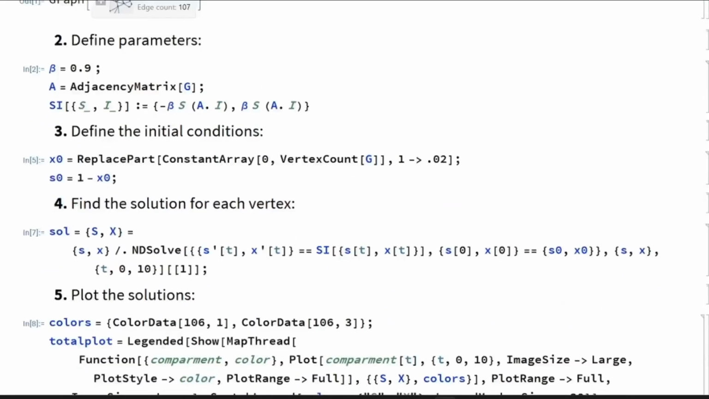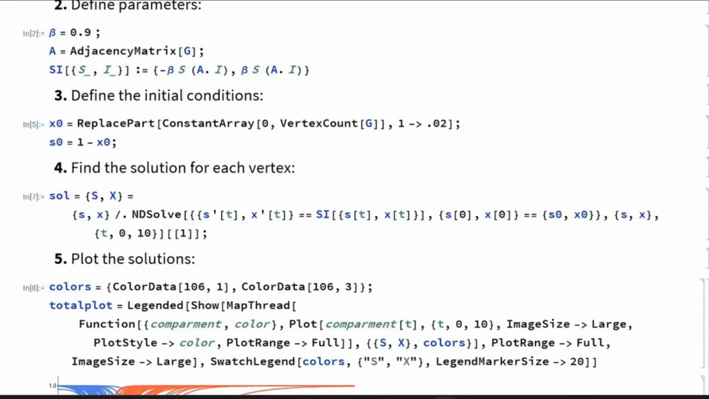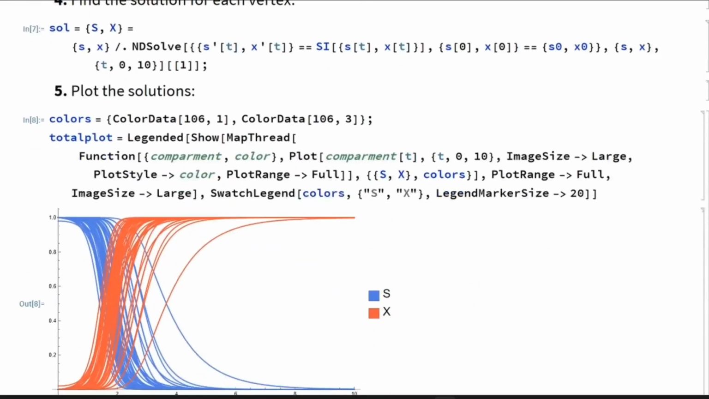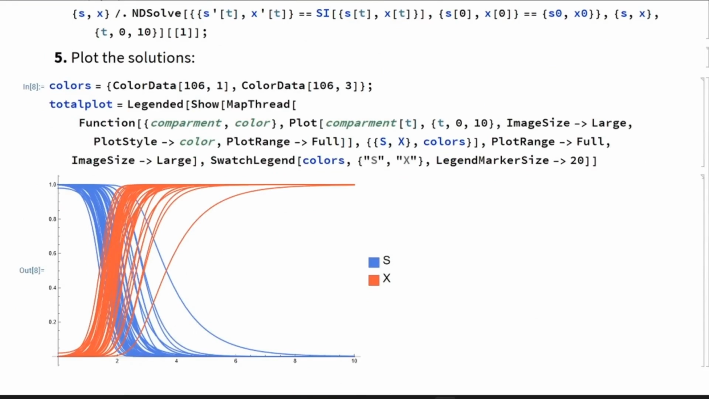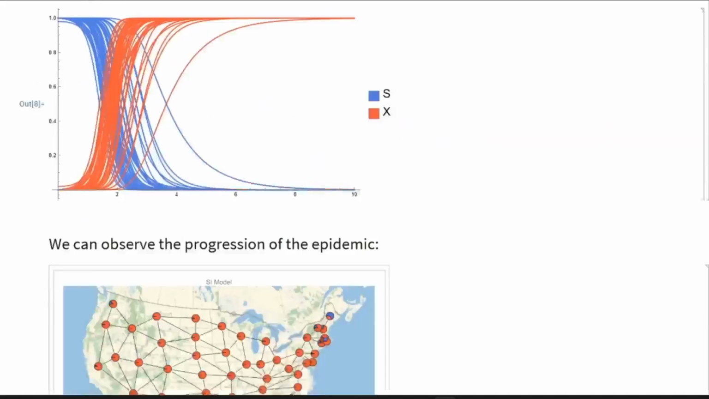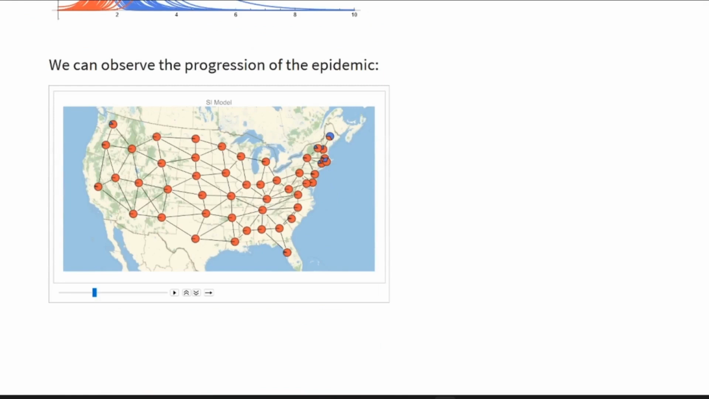We just need to define the network, define the parameters, the parameter beta, the adjacency matrix, and the model. We also define the initial conditions, we find the solution for each vertex, and we plot the solution. We can see that even if a single vertex starts with a small percentage of its population infected, the simulation will result in the infection spreading to the entire population. We can also visualize the graph showing the progression of the epidemic through this dynamical illustration. Here the nodes are represented by pie charts depicting the percentage of infected individuals.